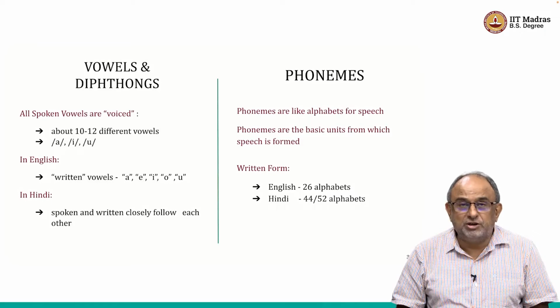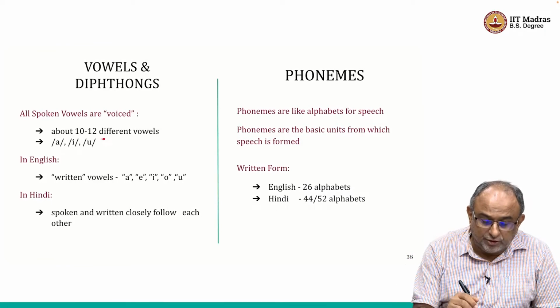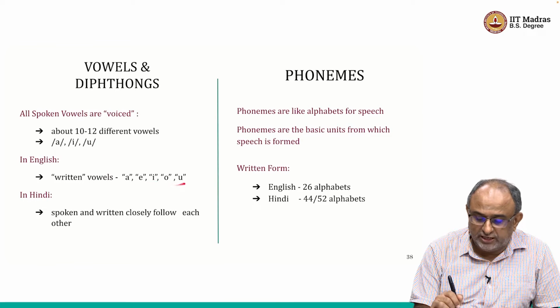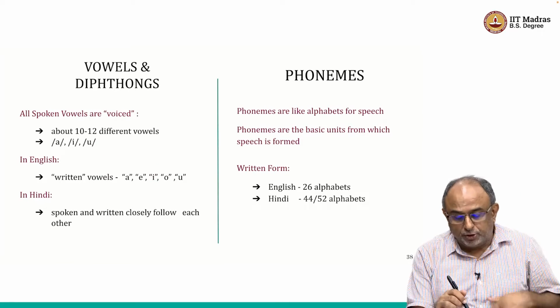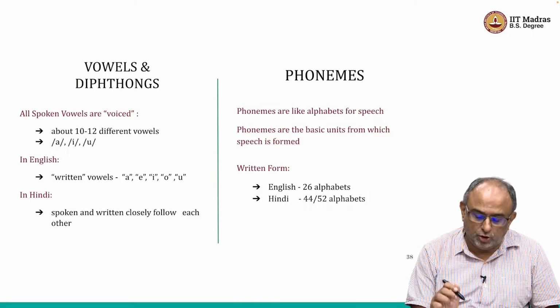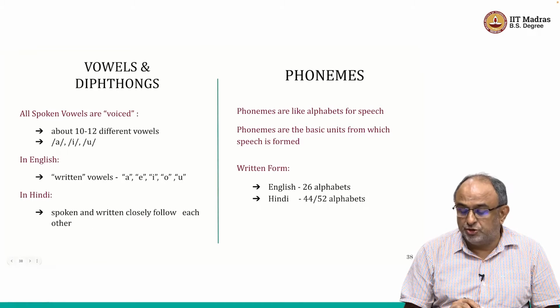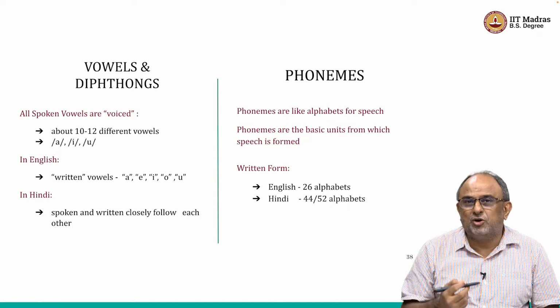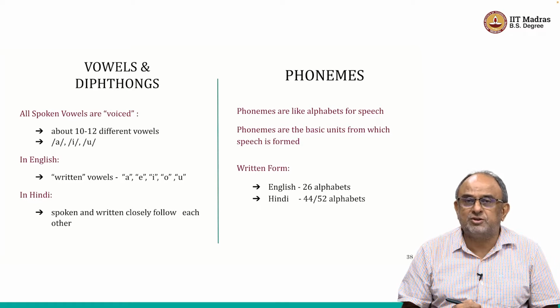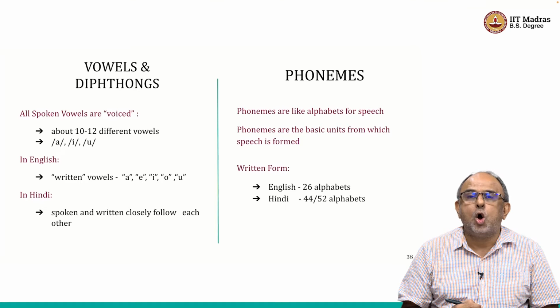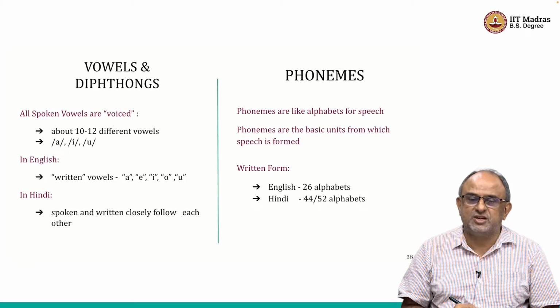I was talking about vowels. There are about 10 to 12 different vowels. The written ones, of course, are A, E, I, O, U in English, but the spoken ones are different, and in Hindi, of course, these two are very close. Then we have something called diphthongs, which are combinations of vowels, like boy: o and a, oi. Both are coming into the picture, and we say it in quick succession. They are called diphthongs.